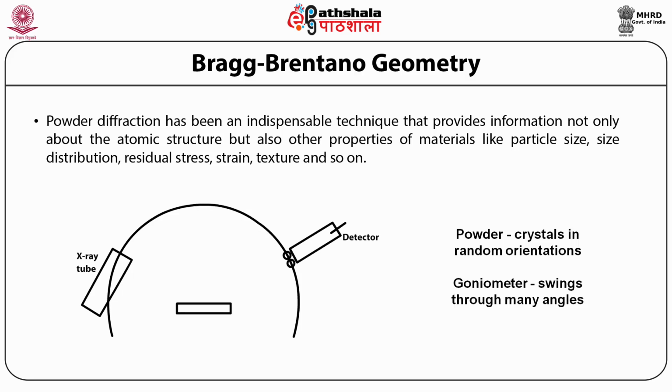Powder diffractometers generally use the Bragg-Brentano geometry. Here the incident angle is theta, which is defined between the X-ray source and the sample. The diffracted angle is given as 2 theta. It is defined between the incident beam and the detector angle. The incident angle theta is always half of the detector angle 2 theta.